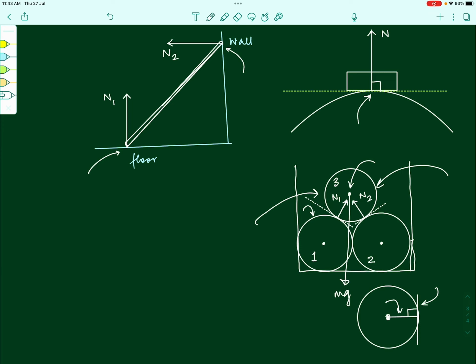Also understand that in this case, the same forces N1 and N2 will be exerted by ball 3 on balls 1 and 2 respectively. Where is this coming from? This is coming from Newton's third law. Action and reaction are equal and opposite. So if ball 1 exerts a force N1 on ball 3, ball 3 will exert the same force N1 on ball 1 in the opposite direction, right? And the same goes with balls 2 and 3 also. The force N2 will be exerted by both the balls on each other in opposite directions.